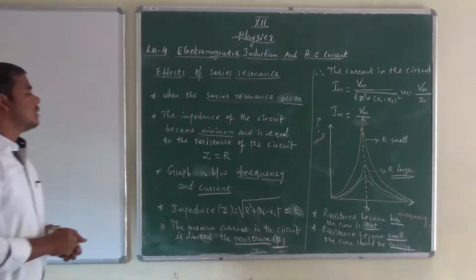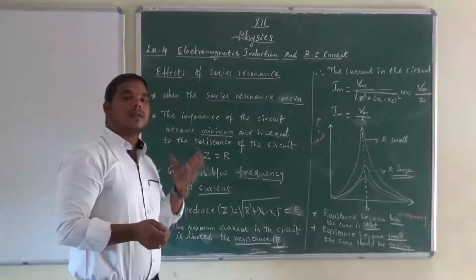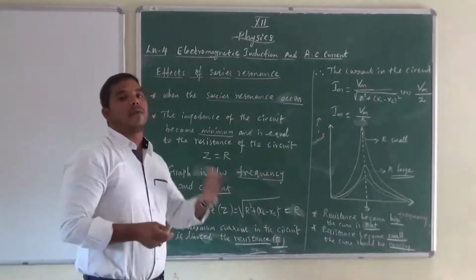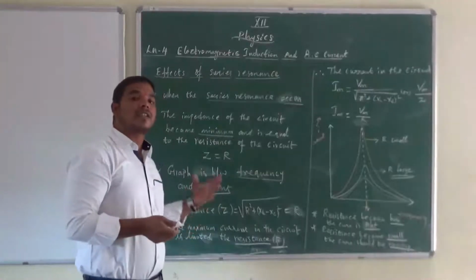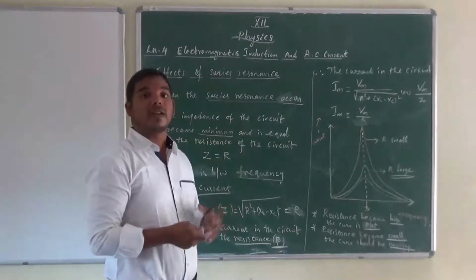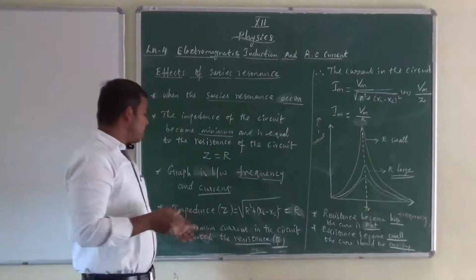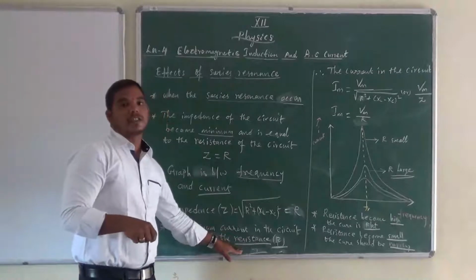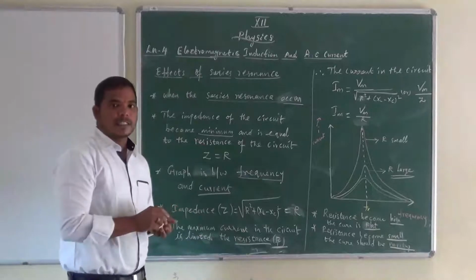When the resistance is more, definitely the current entering the circuit will be low. When the resistance is low, the current flows easily through the circuit. These effects of resistance we have discussed in the previous chapter, and in 9th and 10th standard itself. Am I correct? So no need to explain more. The maximum current in the circuit is limited by the resistance. So, effects of series resonance.